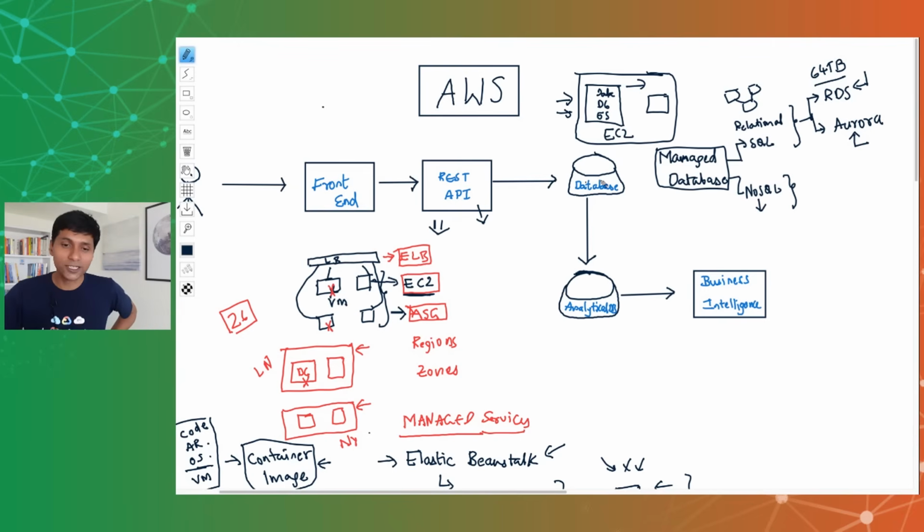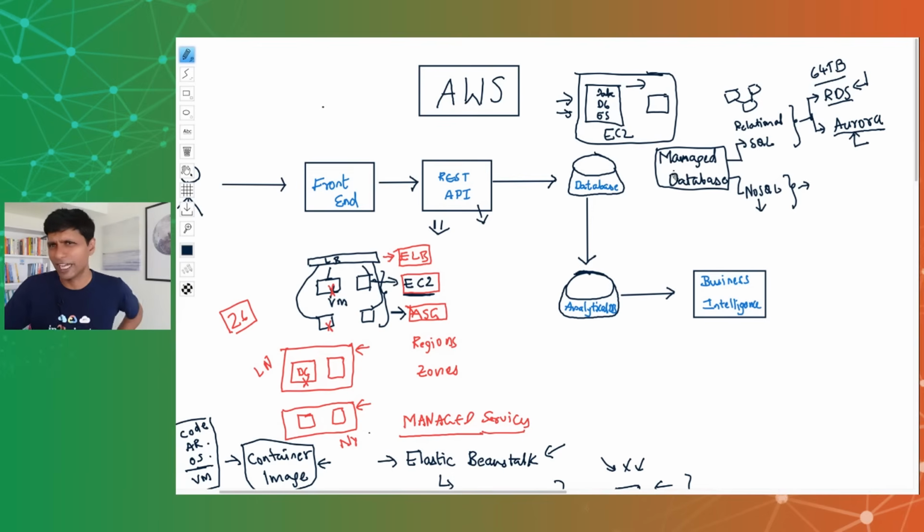So that's one of the options for your database. Depending on the type of application you are creating, you might choose between relational databases or NoSQL databases. If you go for relational databases in AWS, you have the option to go to AWS RDS, or you can go for Aurora.